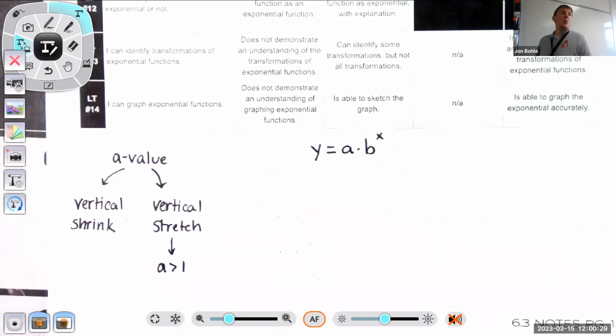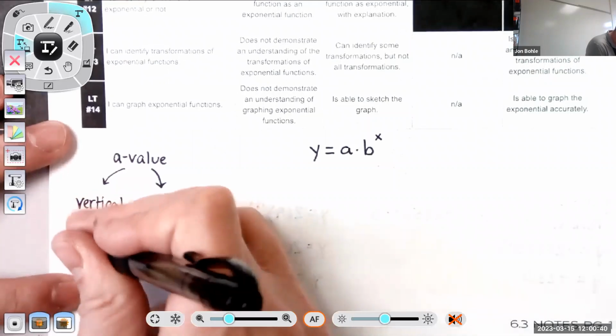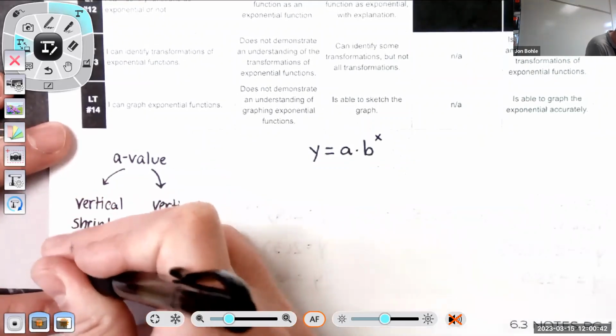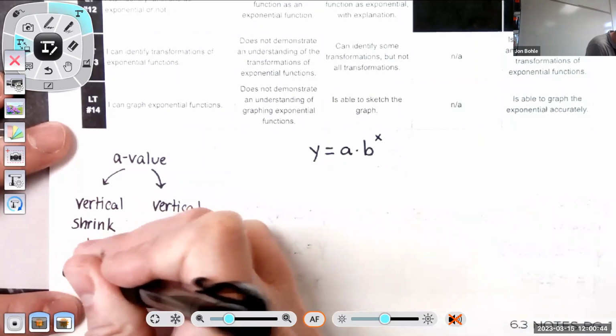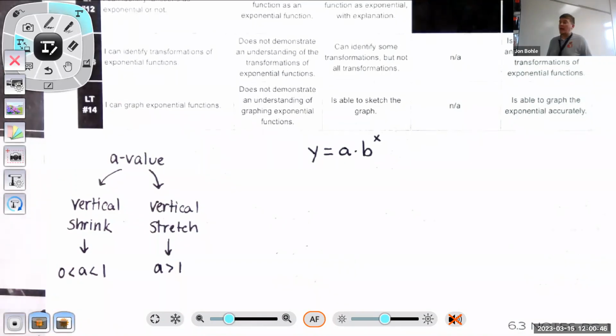So if I have an A value of 1.01, that's going to stretch it away from the x-axis. It's going to make it bigger. Okay. Vertical shrink is when A is in between 0 and 1. Okay, not positive or negative. If it's in between 0 and 1, it's going to shrink it down. It's going to shrink it towards the x-axis.